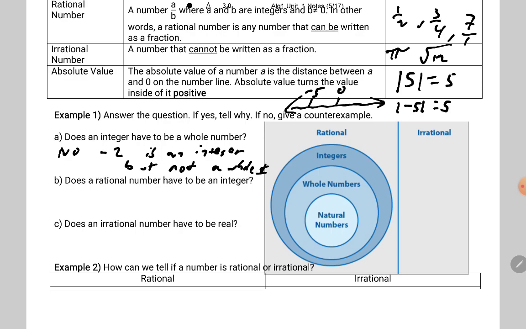Part B, does a rational number have to be an integer? No. So we have the rational number 1/2. It's rational, but not an integer.